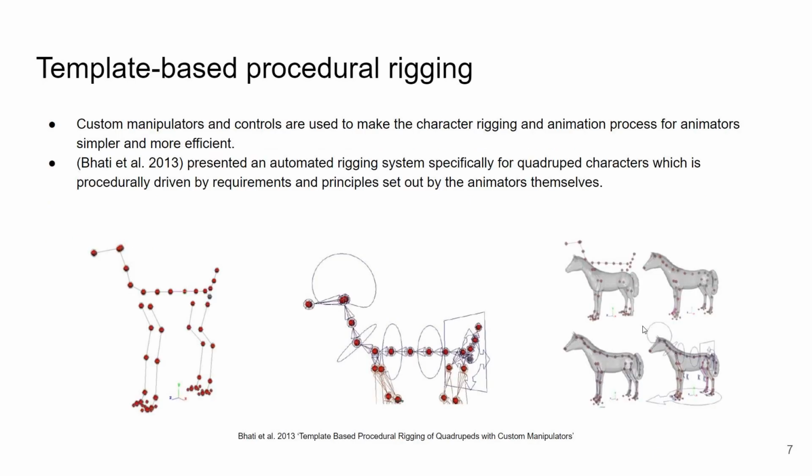Custom manipulators and controls make the character rigging and animation process for animators simpler and more efficient. Barty presented an automated rigging system specifically for quadruped characters, which is procedurally driven by requirements and principles set out by the animators themselves. Automating this process involved creating widgets based upon character properties such as height, proportions, and shape. These widgets were then replaced by joints, which were put over the base skeleton of the character. This enabled easy control and adjustment alongside far higher frame rates.